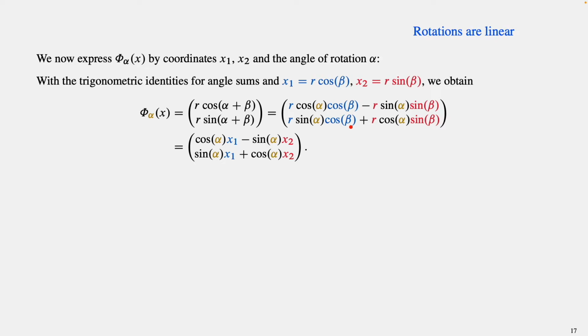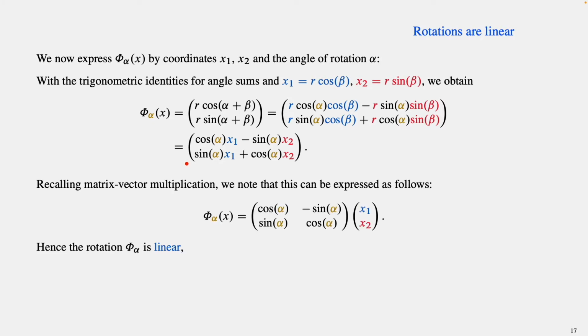And please note the colors here: x1 in blue, x2 in red. You see the highlighted blue terms give x1 and the highlighted red terms give x2. So I can rewrite this as cosine alpha times x1 minus sine alpha times x2, and sine alpha times x1 plus cosine alpha times x2. And now we have the representation in the coordinates x1, x2, depending on the rotation angle alpha.